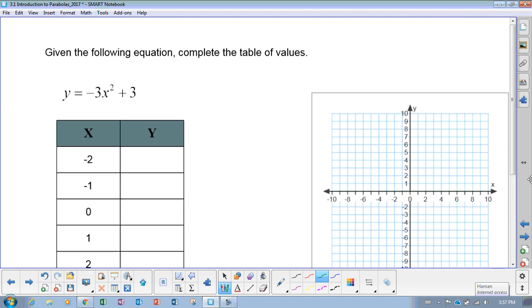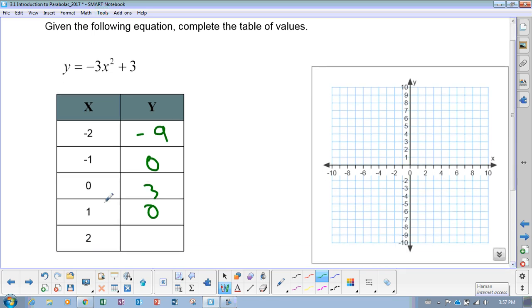Okay, so this is the last one we're going to do before we start drawing some conclusions. So here, when I substitute in -2, so I'll have -2 squared is 4 times -3 is -12 plus 3 is going to be -9. So then we are going to have -3 plus 3 is 0. Then we have 3. Then we have 0 once again. And then we have -9 again.